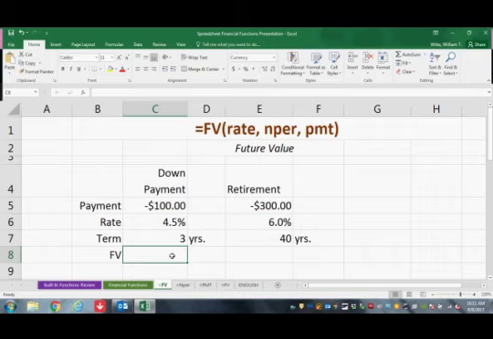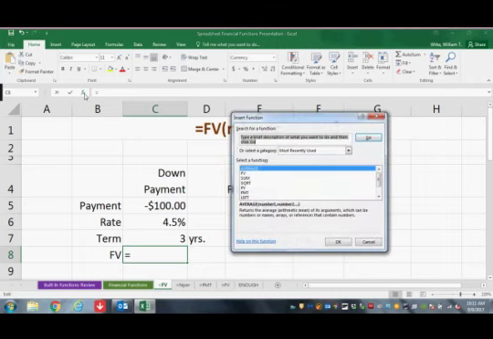As we saw before, that would be kind of a complicated calculation to do on paper. So we're going to use the future value function, and I'm going to reference these cells. So I'm going to go to the function wizard, and I'm going to look for FV.